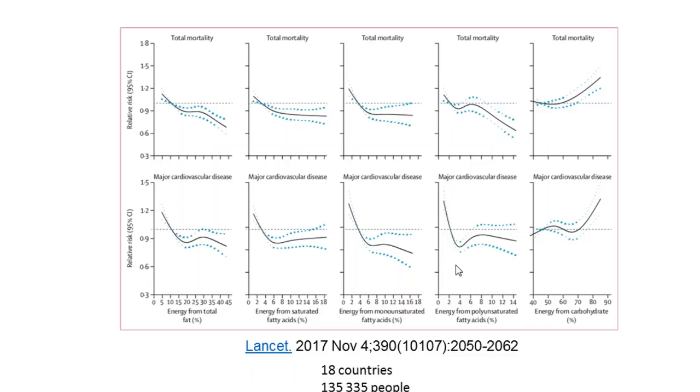So if you look, starting from the left, that's the energy from total fat. As you eat more and more fat, what you see with the total mortality on the top or major cardiovascular disease, it goes down as you eat more fat, right? And this is from just 2 years ago. This is the most recent data we have. If you look at saturated fat, it's the same thing. As you eat more and more saturated fat, you're getting less and less heart disease risk. Yes, it sort of goes back up towards unity, but there's no correlation.